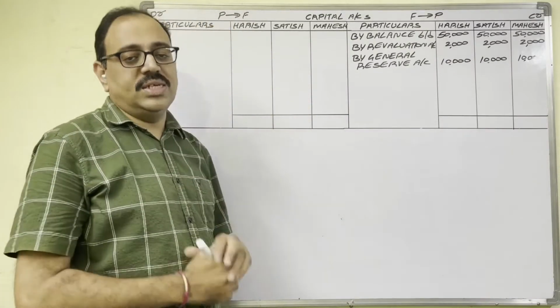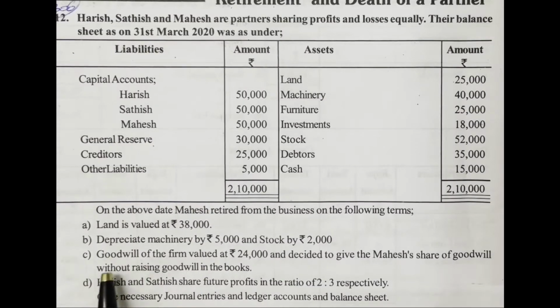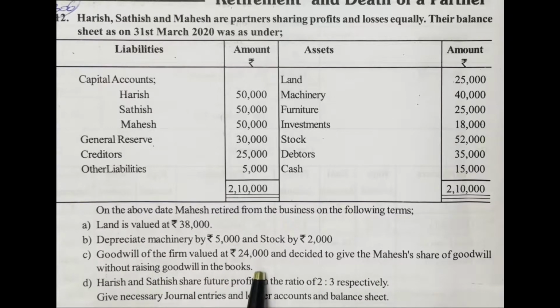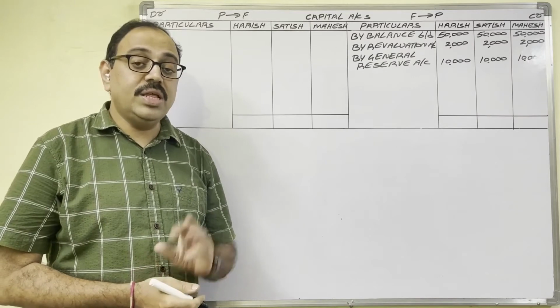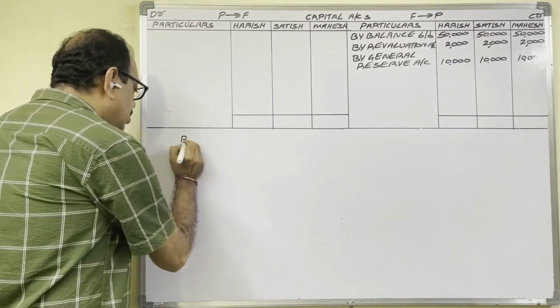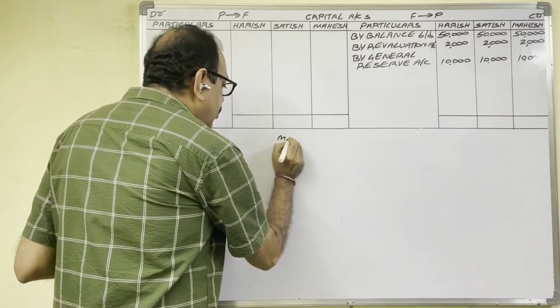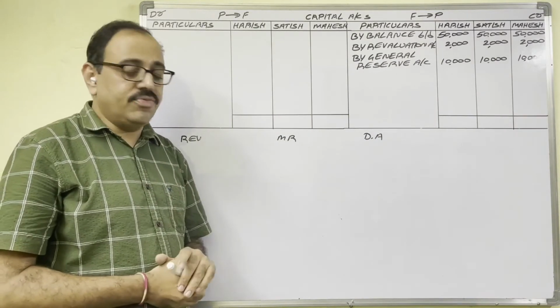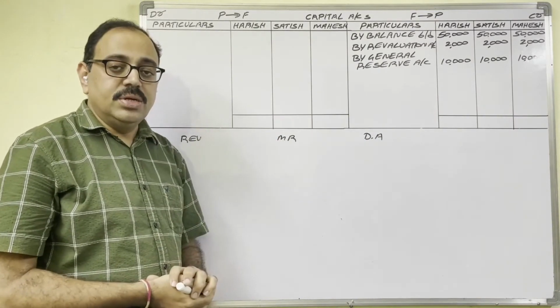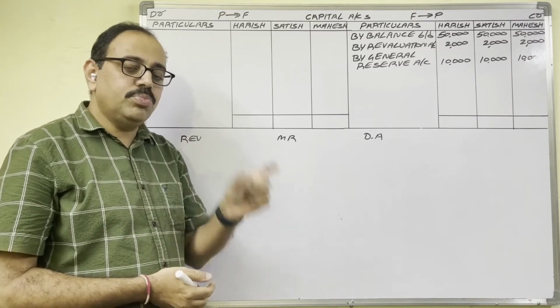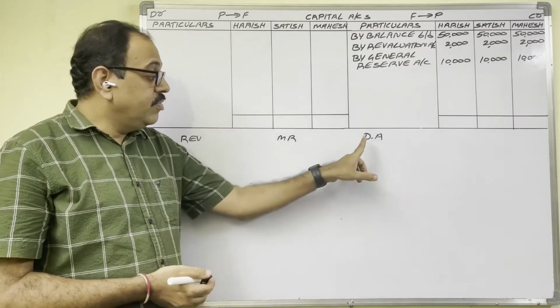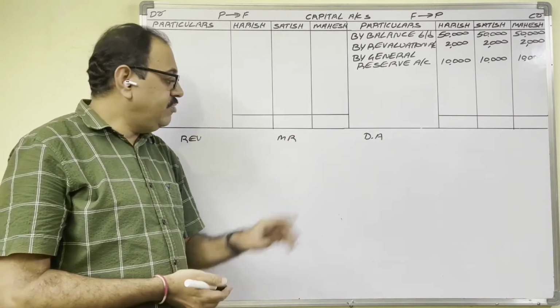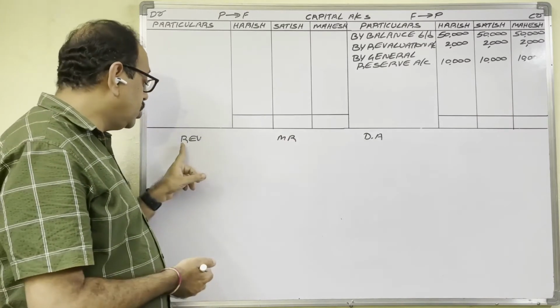Next come to goodwill adjustment. This is related to goodwill adjustment. Goodwill of the firm valued at 24,000 rupees and decided to give Mahesh's share of goodwill without raising goodwill in the books. In case of retirement, to adjust goodwill, there are three methods now. Revaluation method, memorandum revaluation method, direct adjustment. If goodwill is created and written off, we should apply the memorandum revaluation method. If a retiring partner's share of goodwill is to be adjusted without opening a goodwill account, we should apply the direct adjustment method. If these two sentences are not there, then we should apply the revaluation method.